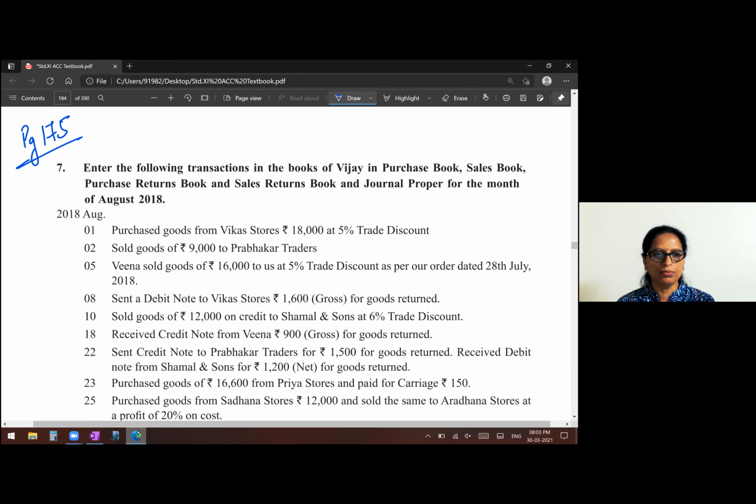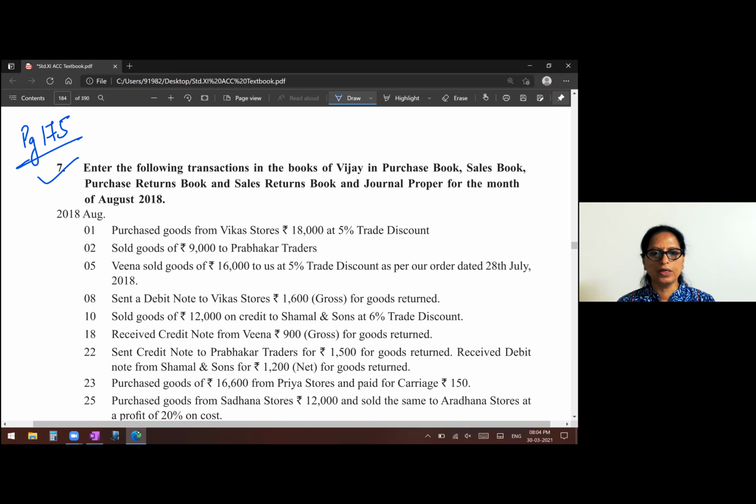We take the problem on page 175, problem number 7. Enter the following transactions in the books of Vijay in purchase book, sales book, purchase return book, sales return book, and journal proper for the month of August 2018. So they have asked us to draw the 4 books as well as the journal proper.